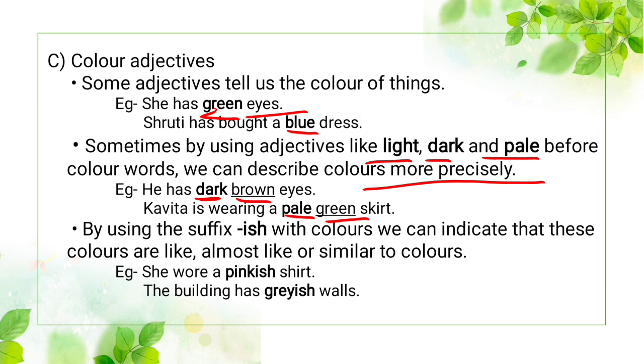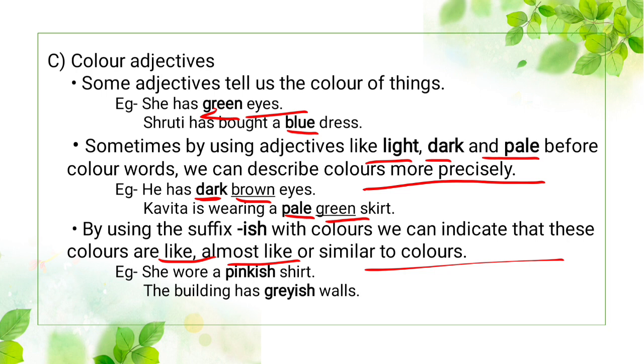Next point is by using the suffix ish with colors, we can indicate that these colors are like, almost like or similar to colors. Example is, she wore a pinkish shirt. Here we can see that the color of the shirt is similar to pink, but it is not completely pink, but it is similar to pink.